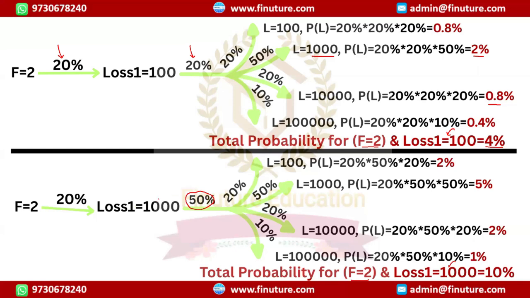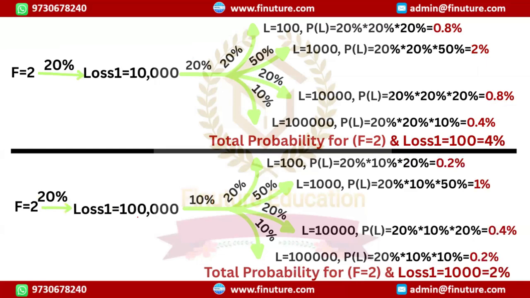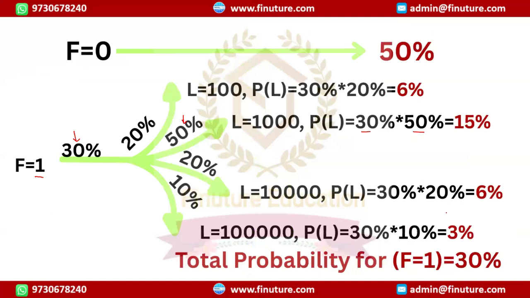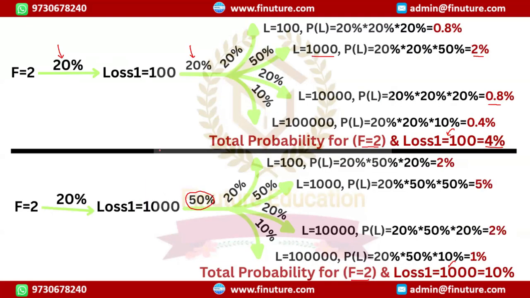Now what next? The initial loss was frozen as 100, then as 1,000. Now we will freeze it as 10,000 and 100,000. So loss 1 is 10,000, loss 1 is 100,000. And likewise, we can vary the secondary and calculate the corresponding probabilities. We have 4% and 2% when initial loss is 100K. So if you add these up, we have now covered all the possibilities: when frequency is 0, when frequency is 1, what is the chance, and when frequency is 2, what are the different permutations and combinations of losses happening and all the probability distribution.